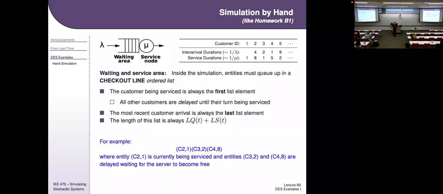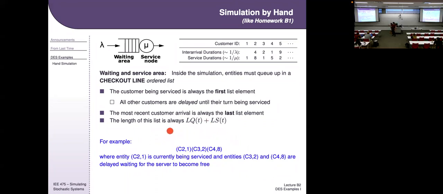Okay, now those entities are going to be stored in a state variable, a list, which is called the checkout line. It's an ordered list, and the checkout line is just a list of entities. It looks like this down here, where the customer being serviced is always the leftmost, the first in the list. So this checkout line here, I would interpret that as saying that customer 2, who arrived at minute 1, is being serviced, while customers 3 and 4 are waiting for service. Customer 3 arrived at minute 2, customer 4 arrived at minute 8. So that's the way I read the checkout line.